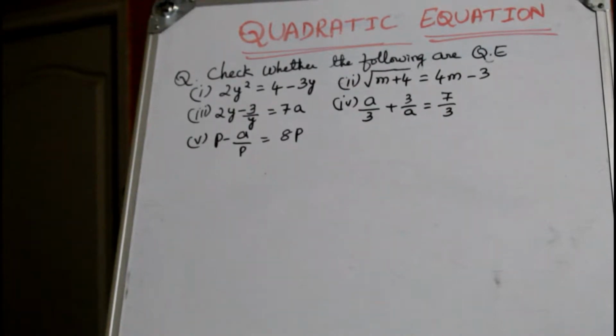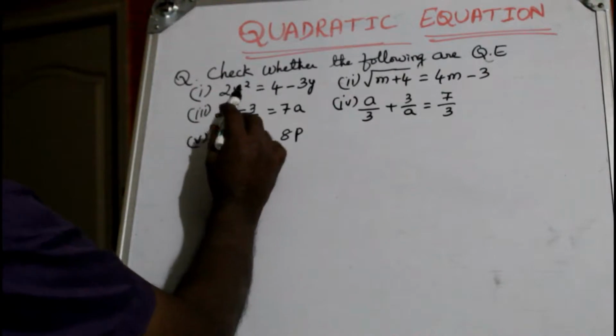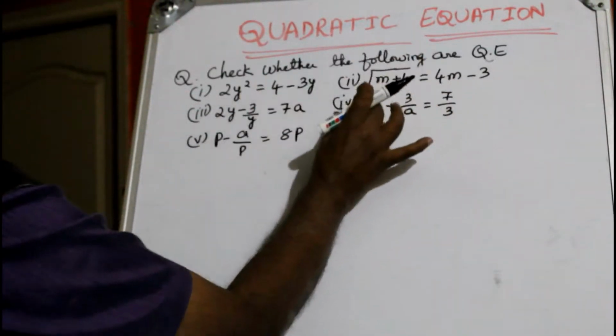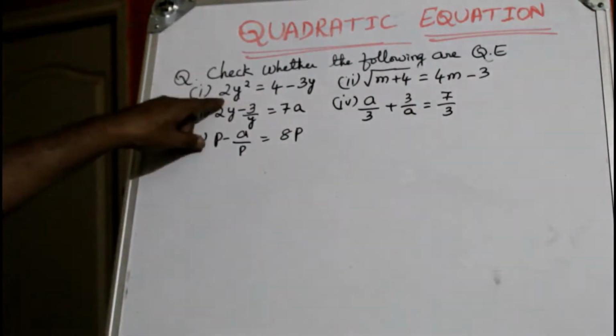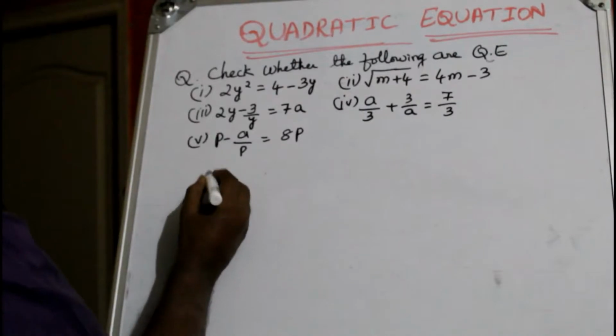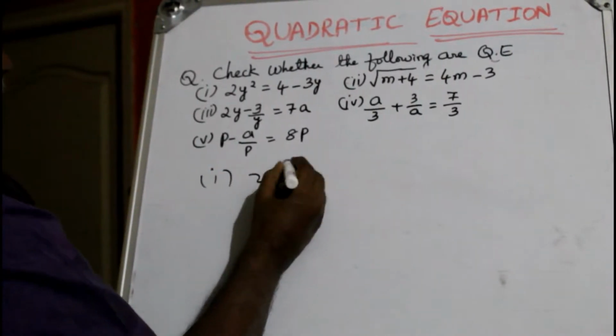So these are the last set of 5 sums. You must not think a quadratic equation will always have x. It can have y or any variable like m, a, p and so on. When it comes in y, it's called a quadratic equation in y. So first we check whether the first sum is a quadratic equation.